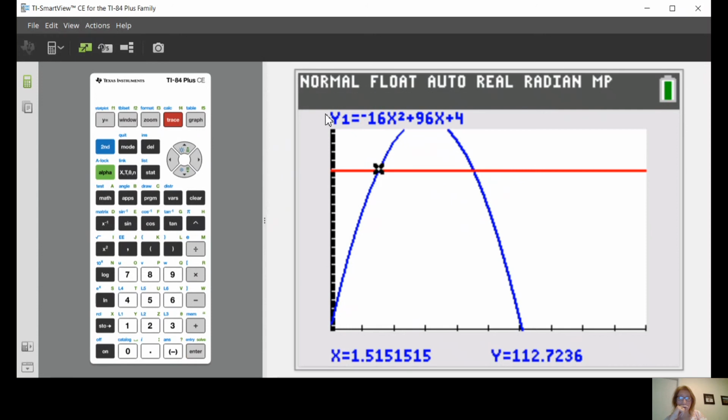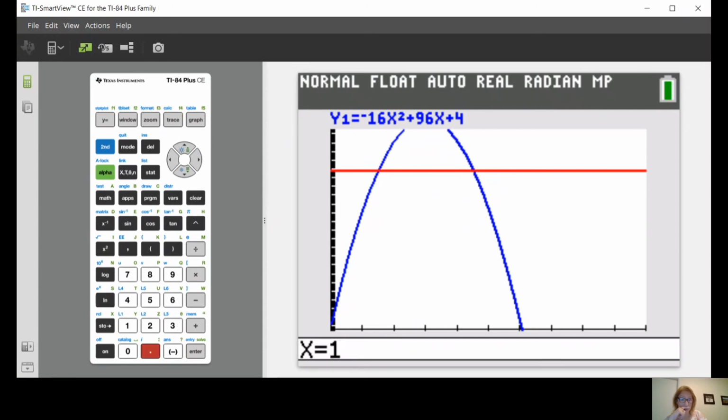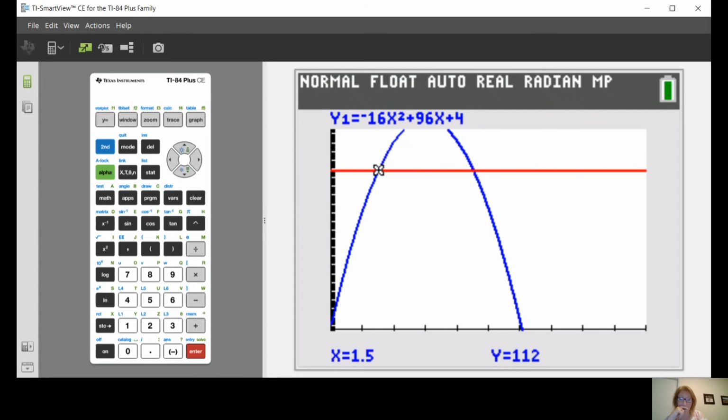I'm going to double check to make sure. So if you hit trace and it shows you y1, you can put in whatever x value you want. So I'm going to type in 1.5 just to double check. It shows exactly 112. So 1.5 and 4.5 are the exact answers for when this ball has a height of 112? At 1.5 seconds, and then the other one was at 4.5 seconds.